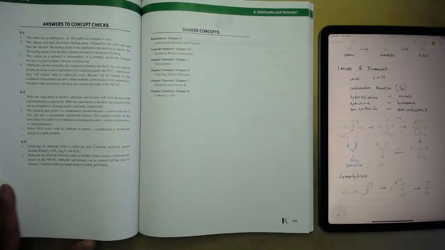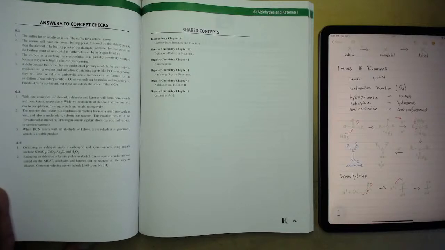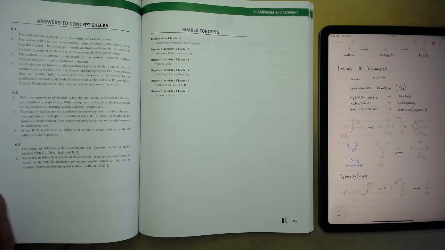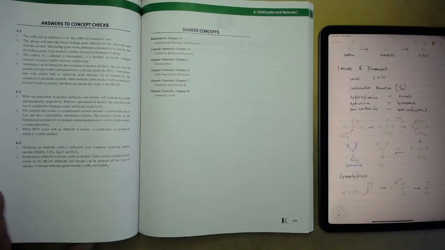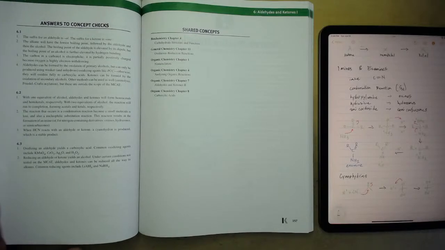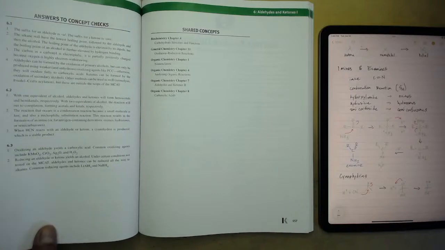6.2. With one equivalent of alcohol, aldehydes and ketones will form hemiacetals and hemiketals, respectively. With two equivalents of alcohol, the reaction will run to completion, forming acetals and ketals, respectively. Number 2, the reaction that occurs is a condensation reaction because a small molecule is lost, and also a nucleophilic substitution reaction. This reaction results in the formation of an imine, or for nitrogen-containing derivatives, oximes, hydrazones, or semicarbazones. Number 3, when HCN reacts with an aldehyde or ketone, a cyanohydrin is produced, which is a stable product.